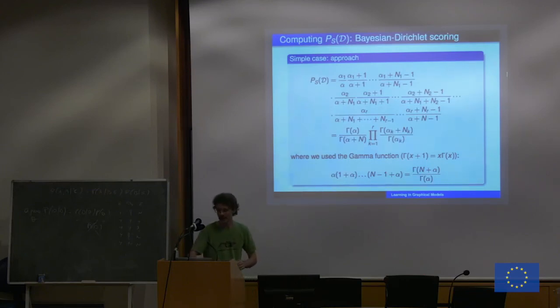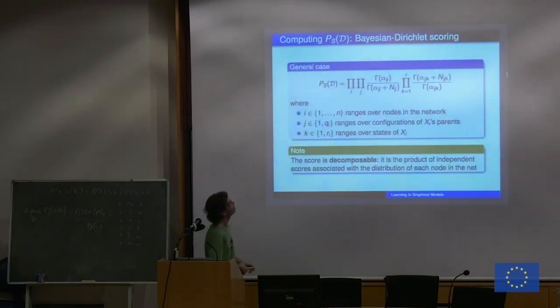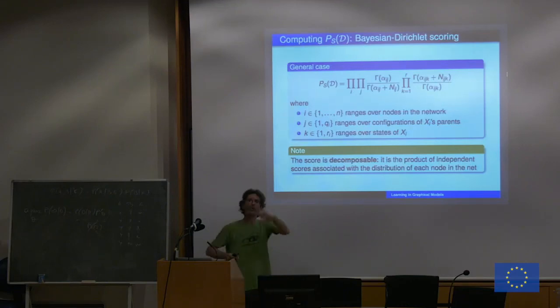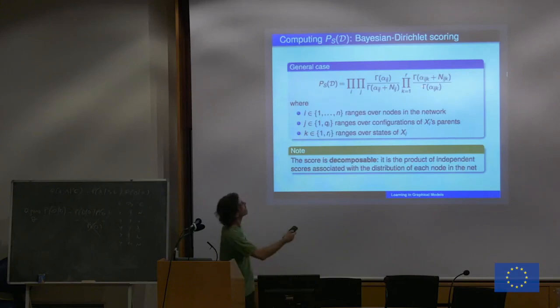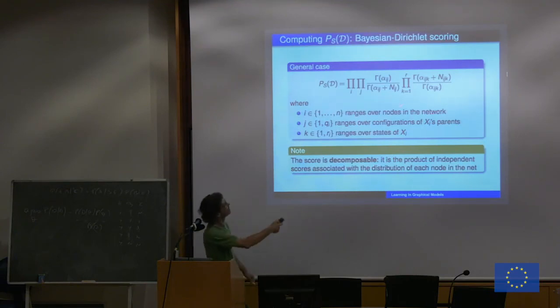And then, in the general case, you just do the same thing for all possible nodes, for all possible parents. For all possible nodes and all possible parents, you have a configuration for the node given the parents, ijk. So you generalize from one node to the network. And this gives you the score of the network. It's called Bayesian-Dirichlet scoring. And the nice thing of this score is that it's decomposable. It is the product of independent scores associated to each node.